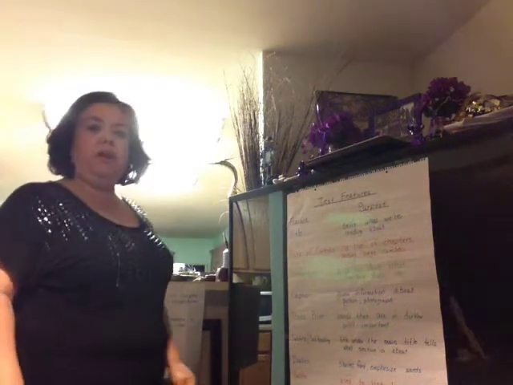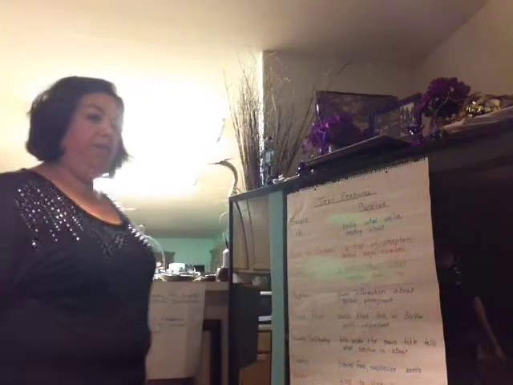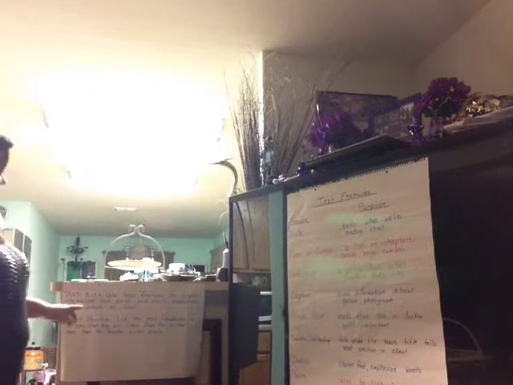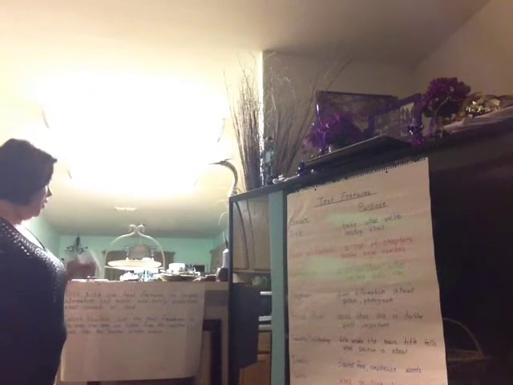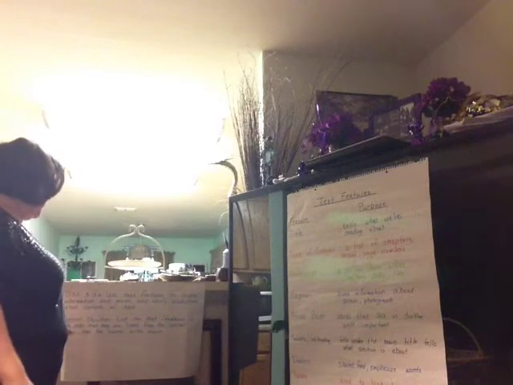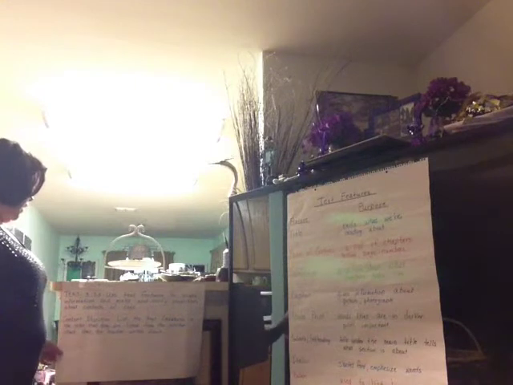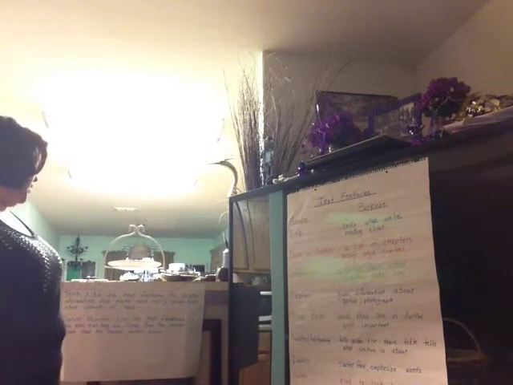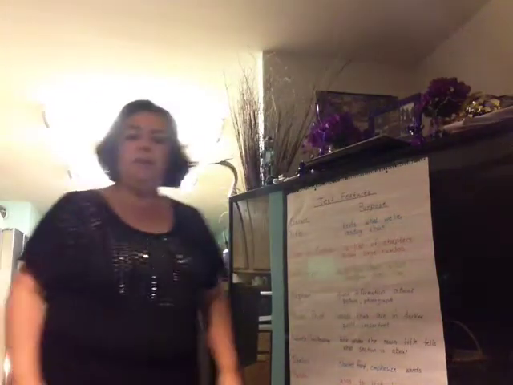Okay, class, now we're going to go ahead and move on to our reading assignment. And I want to go over what we're going to be doing. We're going to be using the text features to locate information and make and verify predictions about contents of text. And our objective is we're going to list the text features in the order that they're listed from the anchor chart that I have written down.